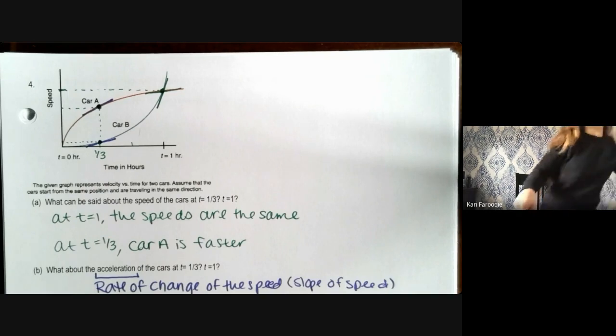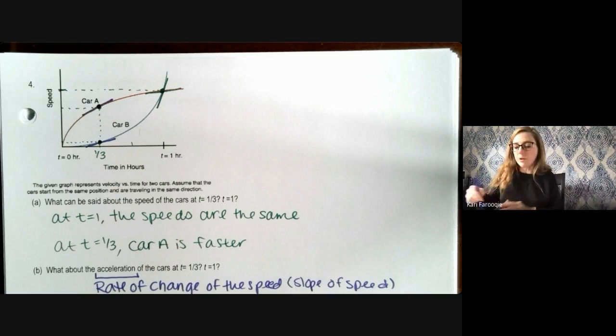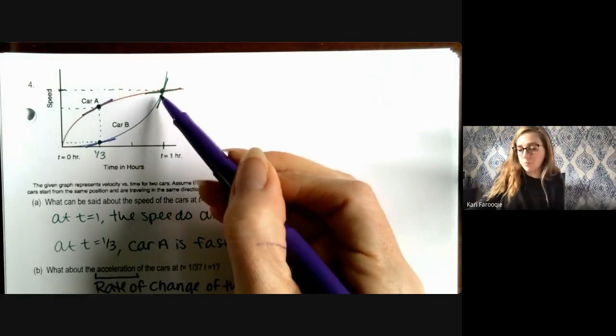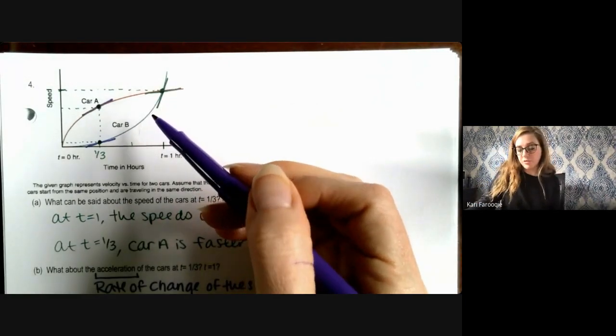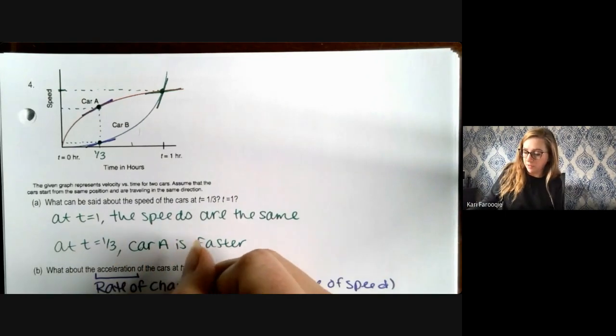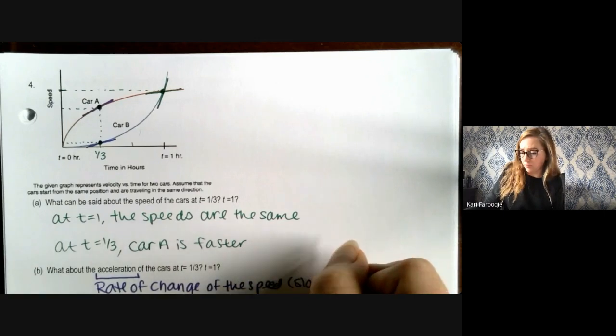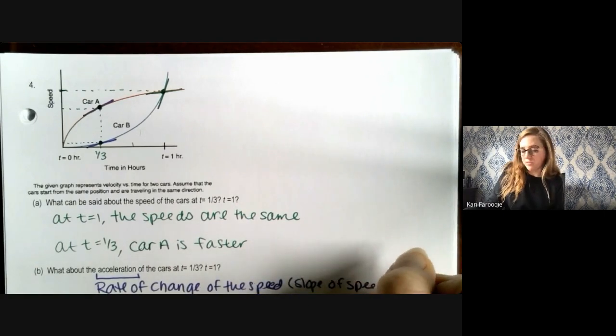All right. So at t equals 1, definitely car B in that case has the steeper slope. So we could say at t equals 1, car B has greater acceleration. And for the same reason, it has a steeper slope.